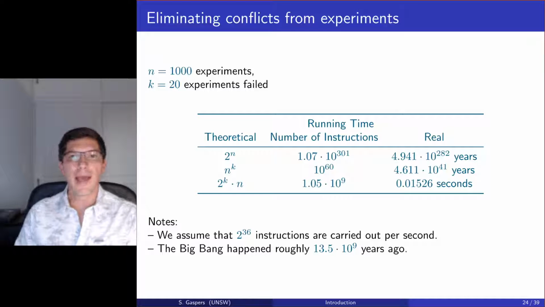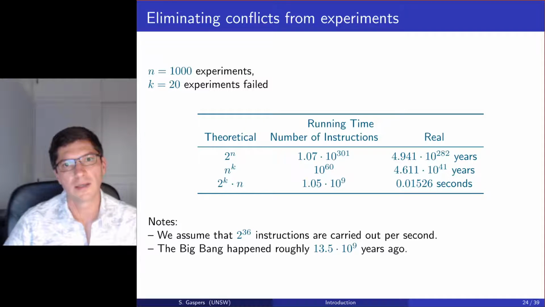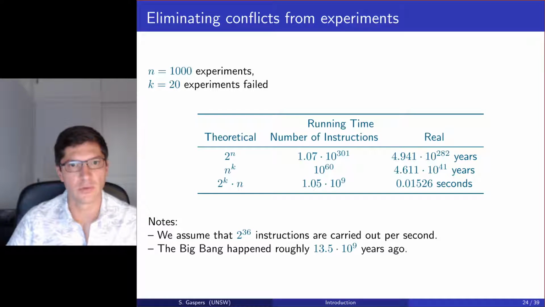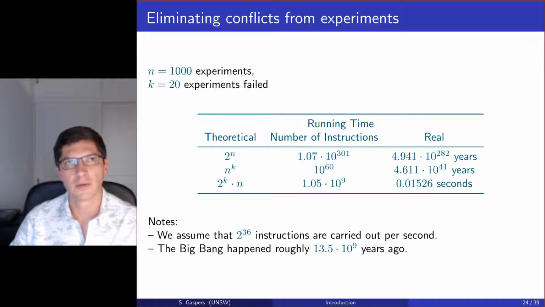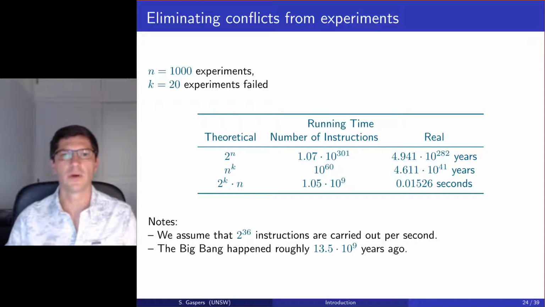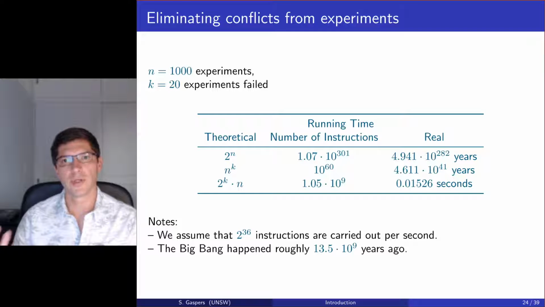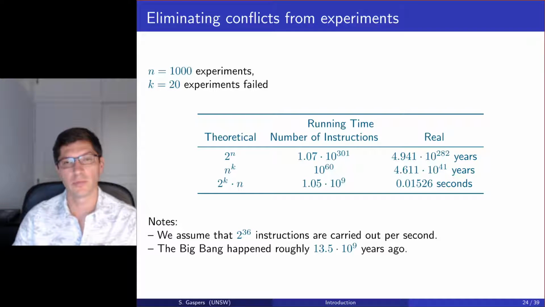Let's say n is our number of experiments, like 1,000. K is the number of experiments that we assume failed, so at most 20 of them went wrong. Now notice that the problem we want to solve can be modeled as, again, vertex cover. We could have one vertex for each experiment, and then an edge between two vertices when there's a conflict between these two experiments.